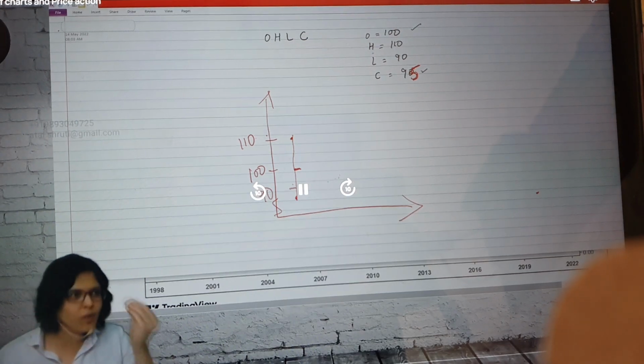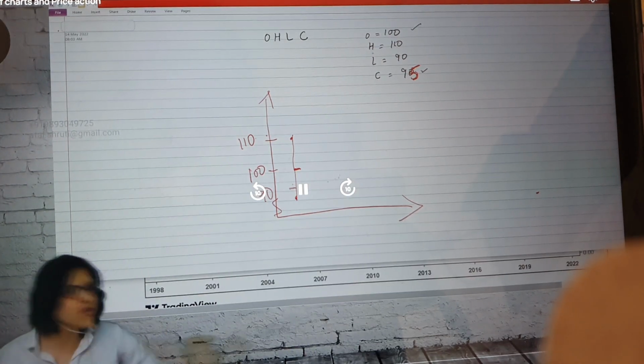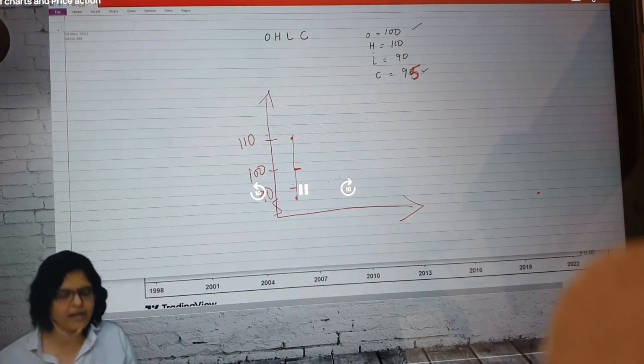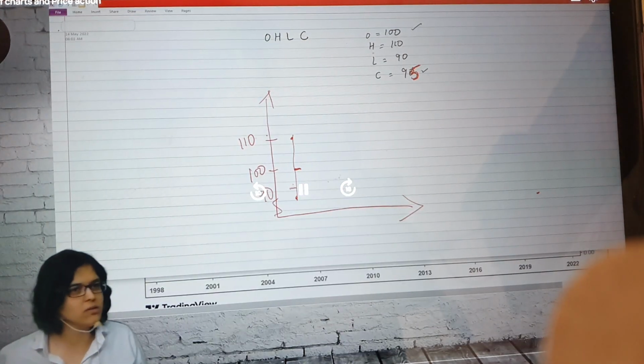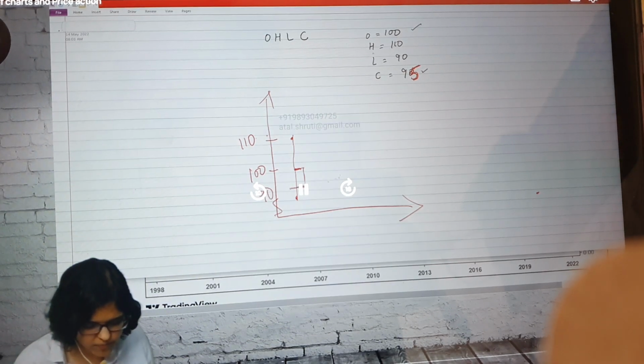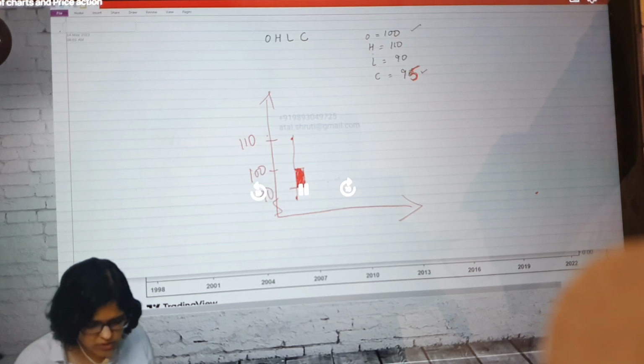Okay. So let's come to the type which almost everyone uses. And what is that? That is the candlestick. For the same data point, OHLC 100, 110, 90 and 95, what color candle would I have drawn? Red color candle again. So open at 100. Okay, this is 100. Close at 95. So this is called the body of the candle.